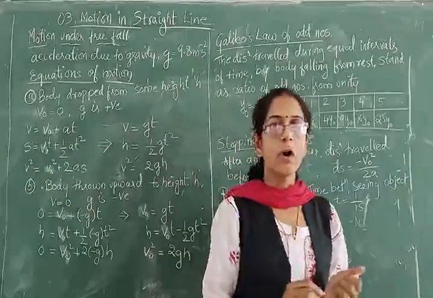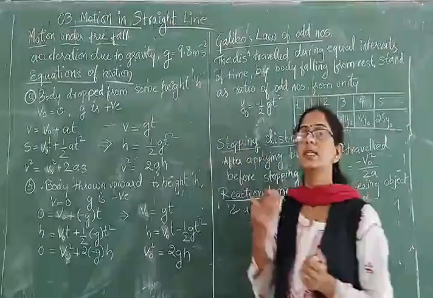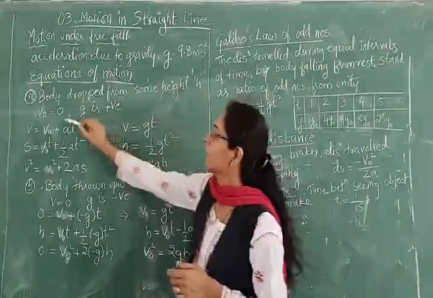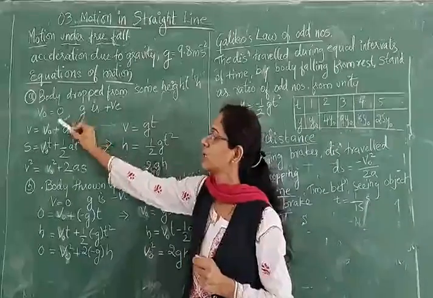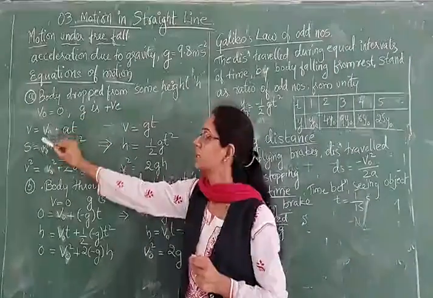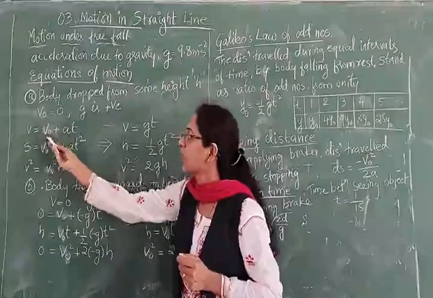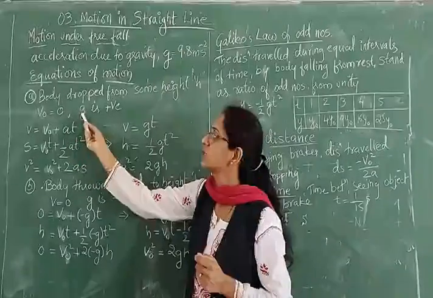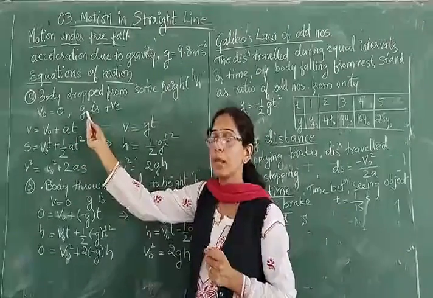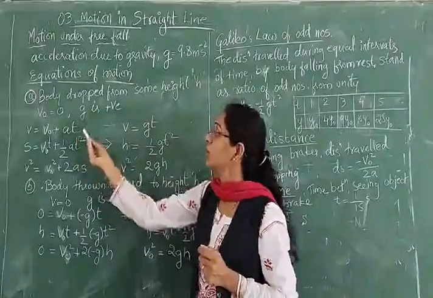Now under free fall, we will see what will happen to these equations. We have seen that when the object is under freely falling condition, v0 is equal to 0. That is, initial velocity will become 0. Therefore v is equal to 0 plus a t, and the acceleration a is replaced by g, that is plus g. Therefore v is equal to plus g into t.